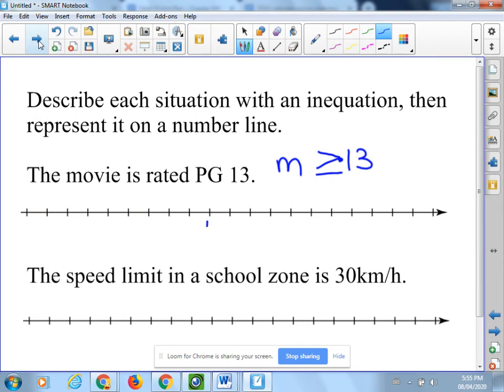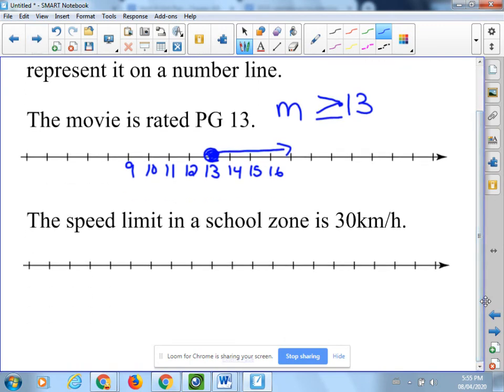Then when you go to graph it, again, you're going to put a few numbers above and below just to make sure that you are showing the full equation. Okay, over the 13 this time, you are going to be drawing in a closed circle. And it is closed because you can be 13, but you also can be any age that is older.